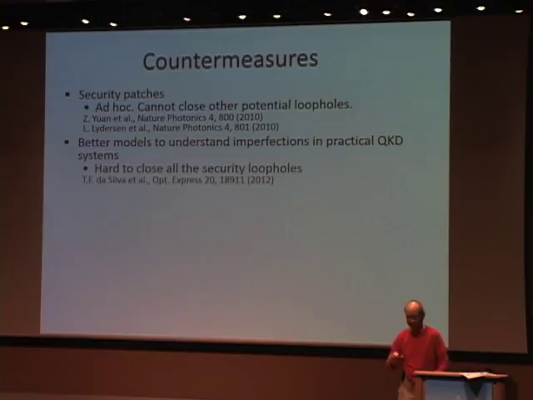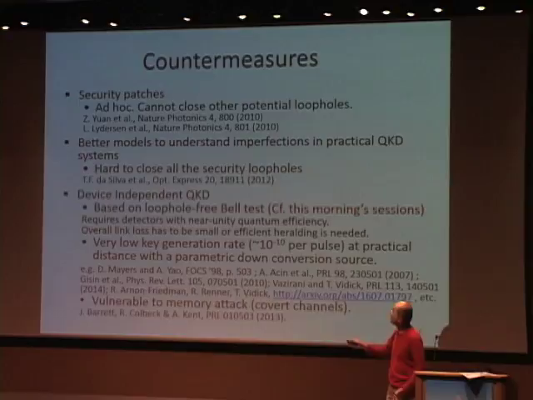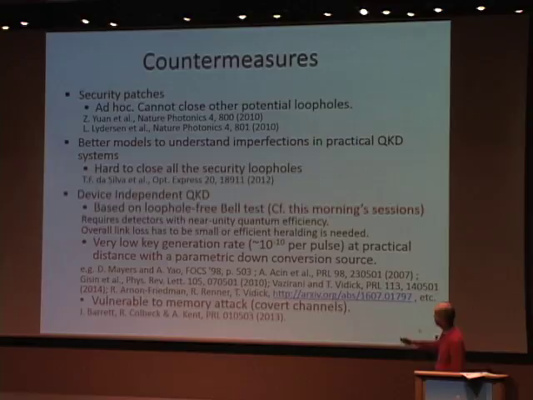Another approach, which we heard about in the morning, is the device independent QKD idea. It's based on the loophole-free Bell test, which we heard about in this morning's sessions. There were four very nice talks on the subject, so people know about it. And notice the following: all those talks emphasize we need high detection efficiency. We need detectors with nearly unity quantum efficiency. And that's a challenge.